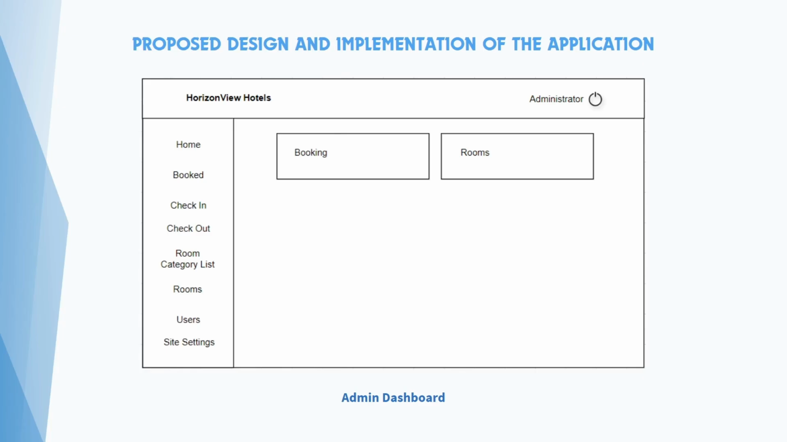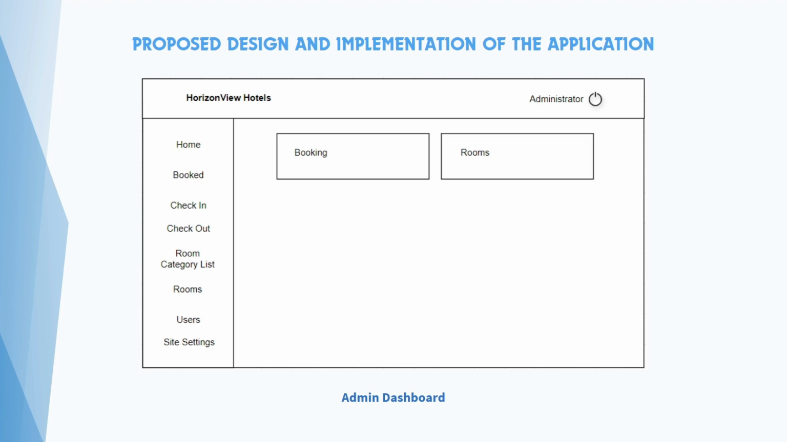Next, let's look at the admin dashboard. So this is the central hub for administrators to manage all aspects of the hotel booking system. So the dashboard includes a sidebar with various sections such as home, book, check-in, check-out, room category list, rooms, users and site settings. So this layout allows administrators to easily navigate through different functionalities.